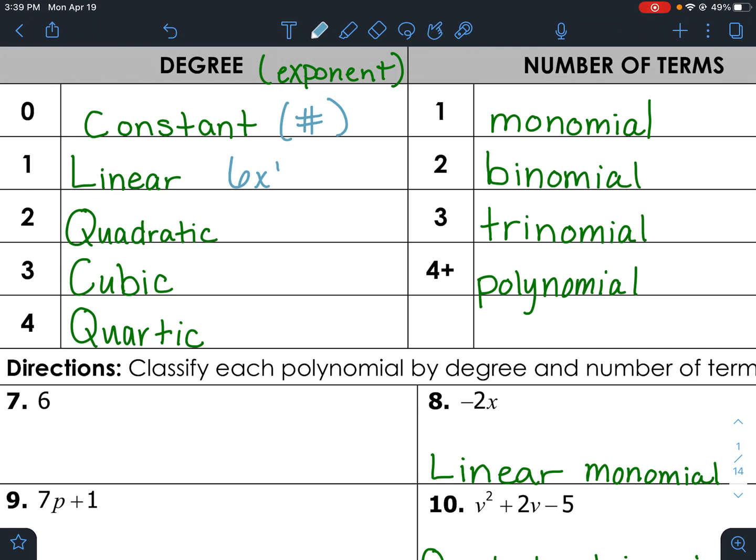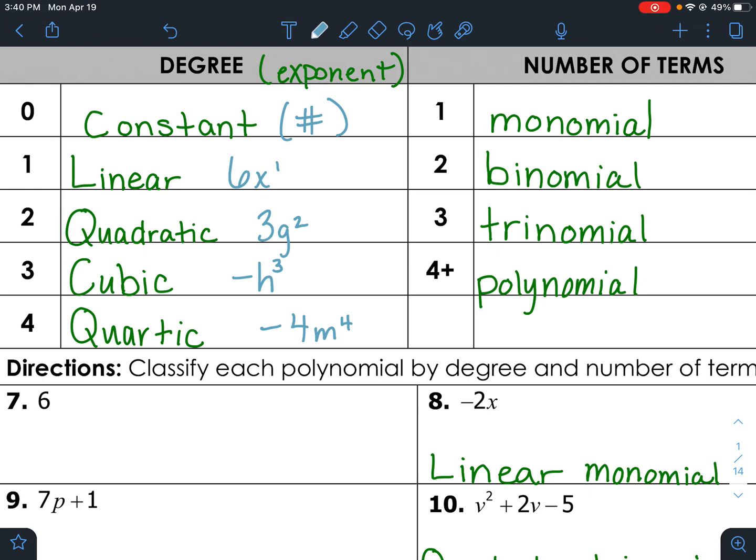Quadratic means your highest degree is 2. So that could be like 3g squared. A cubic, again, it would be to the third power. Negative h to the third power. Quartic means fourth power. So I could do like negative 4m to the fourth.